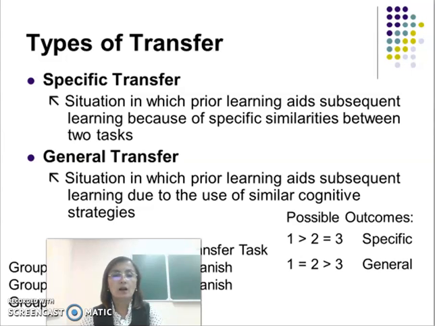For group 1, the initial task is French and the transfer task is Spanish. For group 2, the initial task is Chinese and the transfer task is Spanish. And for group 3, the initial task is Chinese and the transfer task? What about the transfer task here? Here it is shown, possible outcomes.